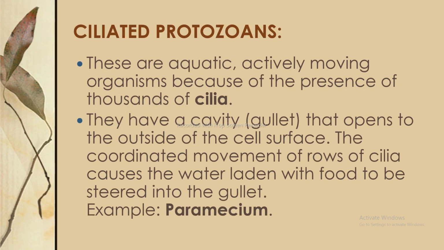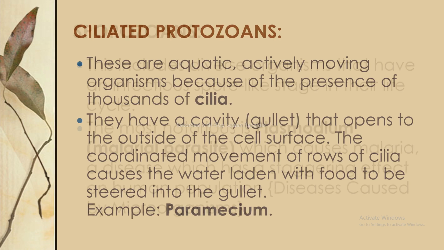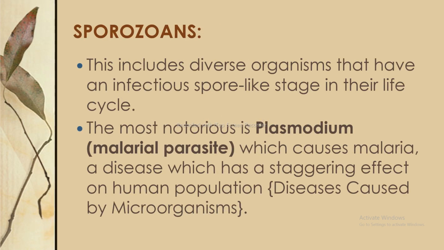Next is ciliated protozoans. These are aquatic, actively moving organisms because of the presence of thousands of cilia. They have a cavity called gullet that opens to the outside of the cell surface. The coordinated movement of rows of cilia causes the water laden with food to be stirred into the gullet. For example, Paramecium.